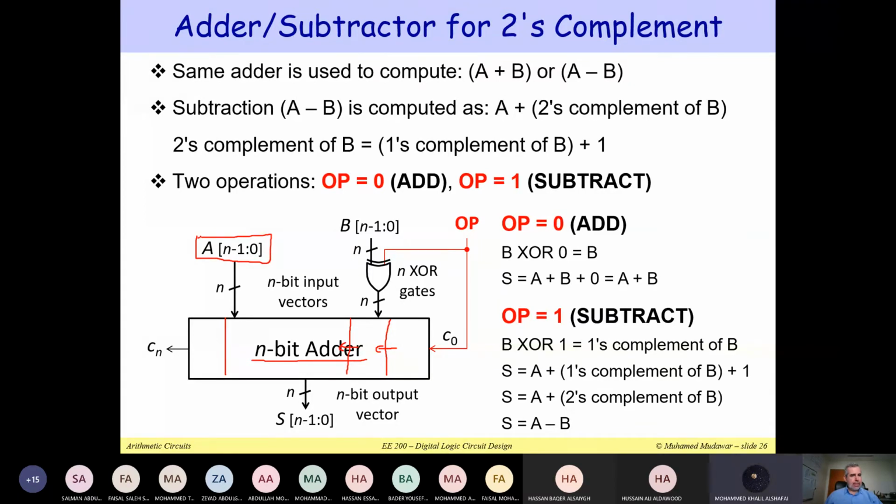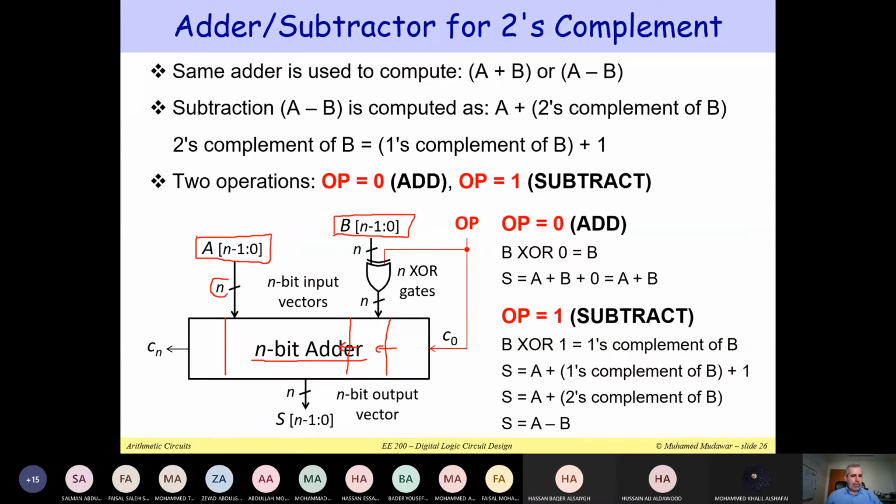Students, have you seen bit vectors? Not yet. Okay, right. Let me explain it briefly. So A consists of n bits and B consists of n bits. So I can say n minus 1 down to 0. This n minus 1 is the index of the most significant bit, and 0 is the index of the least significant bit. So it means that A consists of n bits.